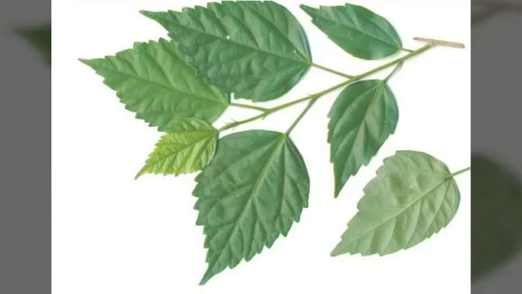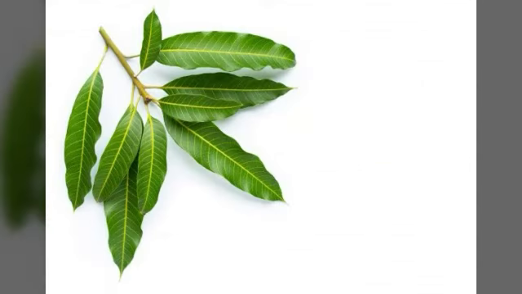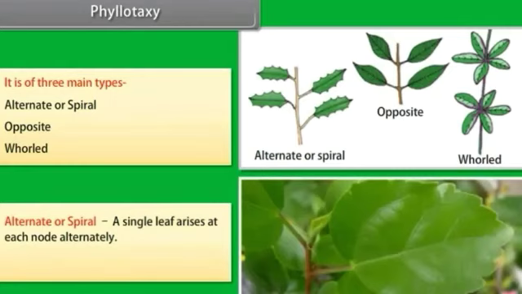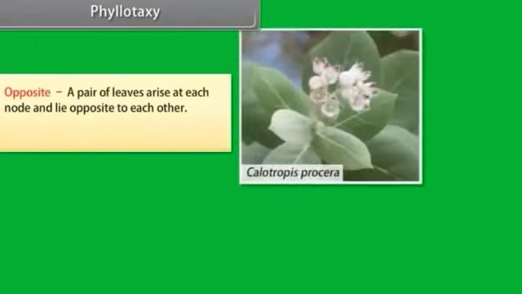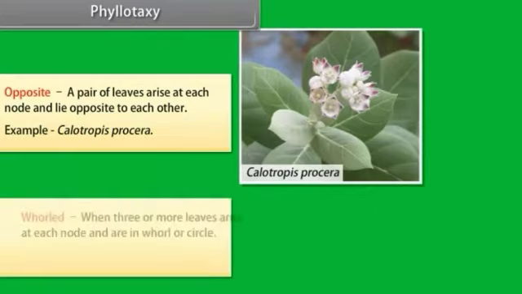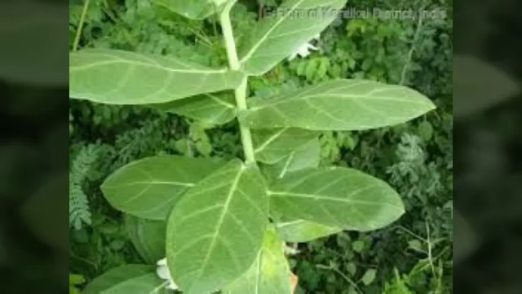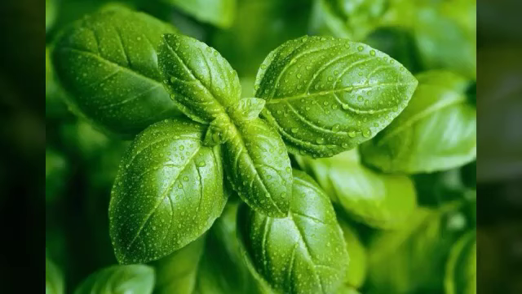In alternate arrangement, only one leaf arises from a node as seen in hibiscus and mango. And if you see that, it will be arranged in a spiral manner. Example, hibiscus, sunflower, mango. Then coming to the opposite leaves, a pair of leaves arise at each node and they grow in opposite directions. In Calotropis and basil, the successive pairs are perpendicular, whereas in guava they are parallel.